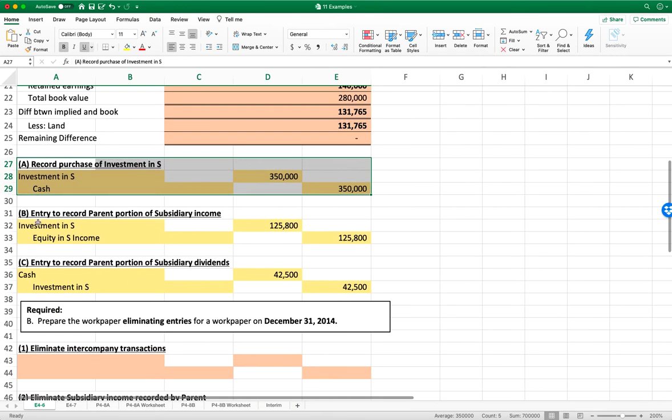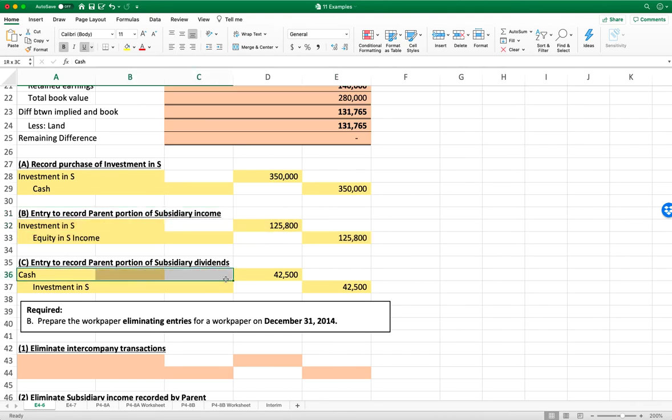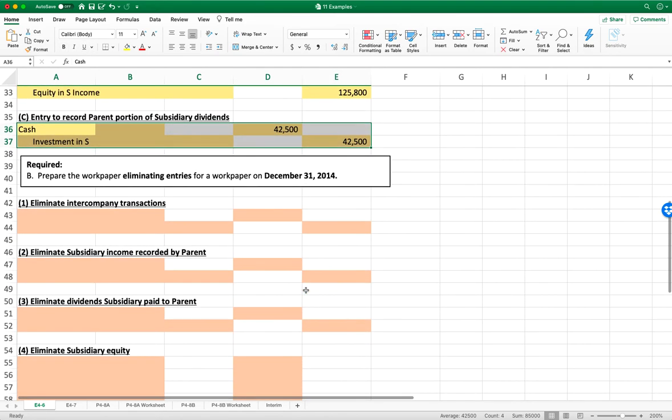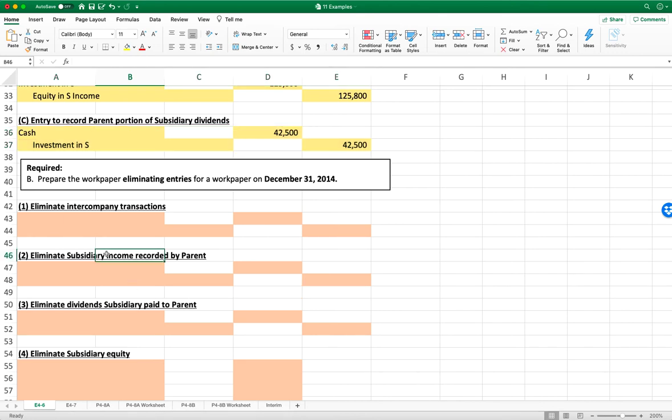Then at the end of the year, we got word of how much income our subsidiary had made and we recorded that. And we received dividends and we recorded those on the parent's books. So now we're going to take our general ledger from our parent. We're going to add to that our general ledger from our subsidiary. And we're going to make some eliminating entries to make adjustments to that starting point.